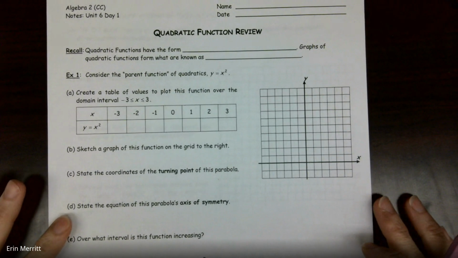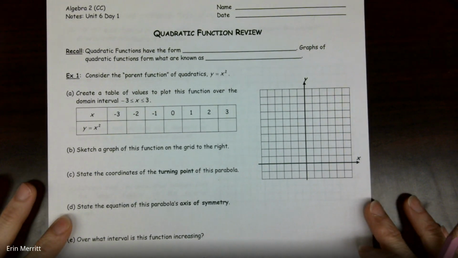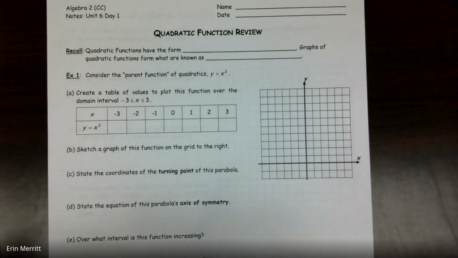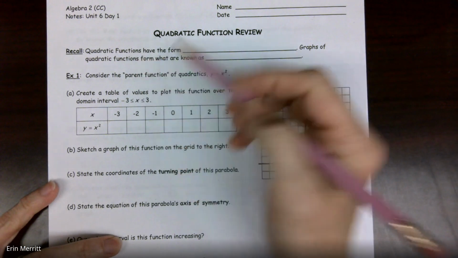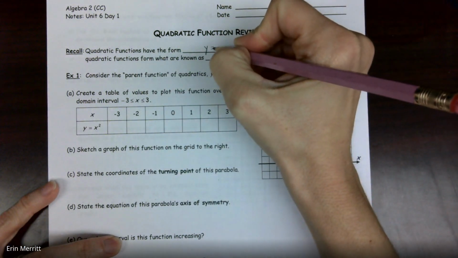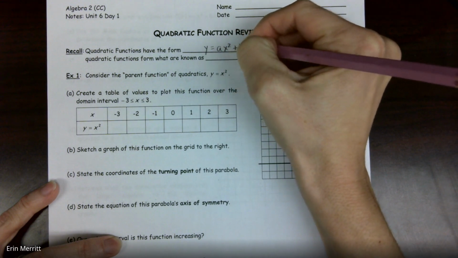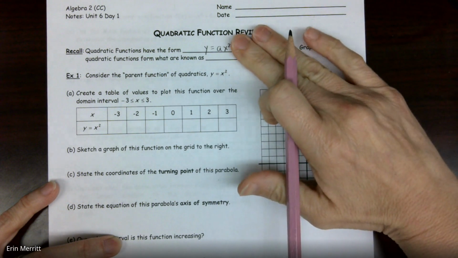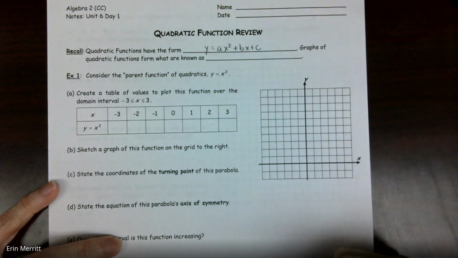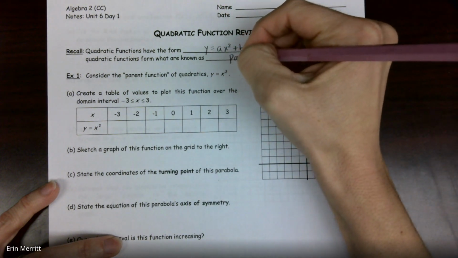Otherwise, what we are doing, our day 1 of Unit 6, is just going to be a quick quadratic functions review, running through all the stuff you should know from Algebra 1. So first thing, quadratic functions are just anything in the form of y equals ax squared plus bx plus c. We've even looked at the parent function already this year, where it's just y equals x squared, and we'll do that again in a moment. Graphs of the quadratic function are known as parabolas.